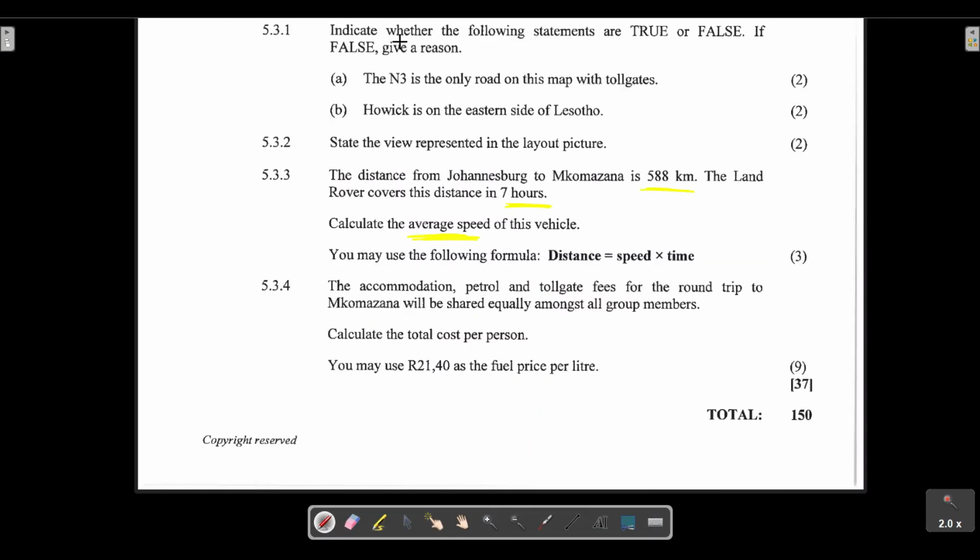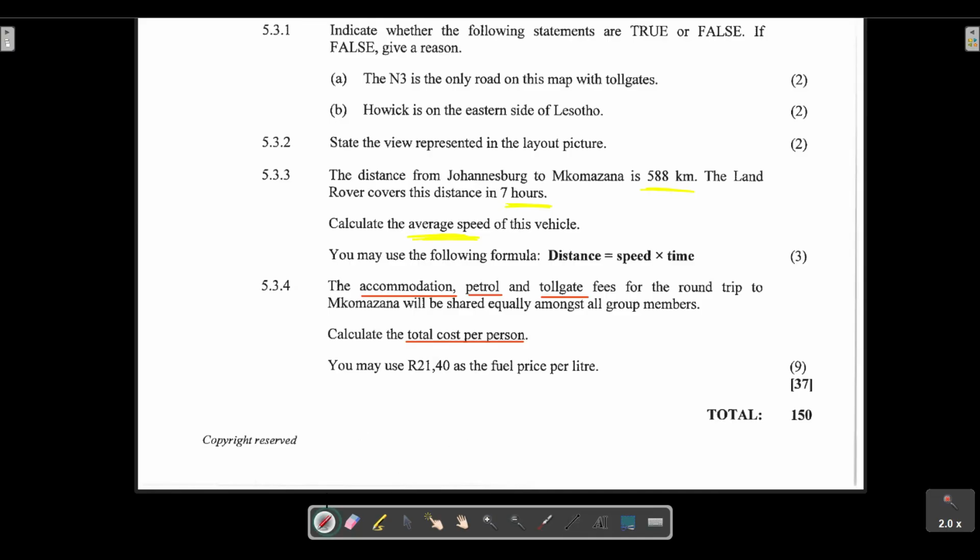Last question. Question 5.3.4. The accommodation, the petrol, and the toll gate fees for the round trip to Nkomazana will be shared equally amongst all the group members. We need to calculate the total cost per person. How much would each person pay? How much would each person contribute to basically go on this trip to Nkomazana? Okay, you may use 21 rand and 40 cents as the fuel price per liter.